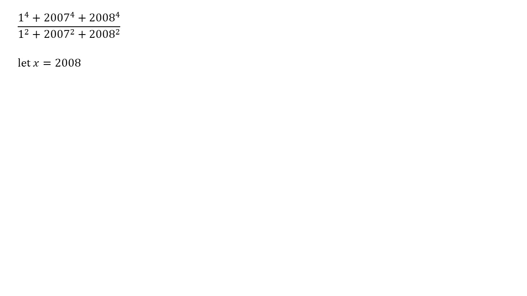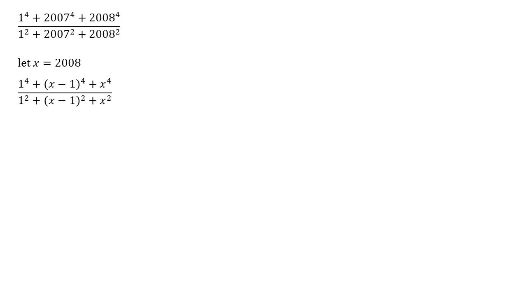If we let x equal 2008, we can then rewrite this expression as 1 to the power of 4 plus (x minus 1) to the power of 4 plus x to the 4, all over 1 squared plus (x minus 1) squared plus x squared.